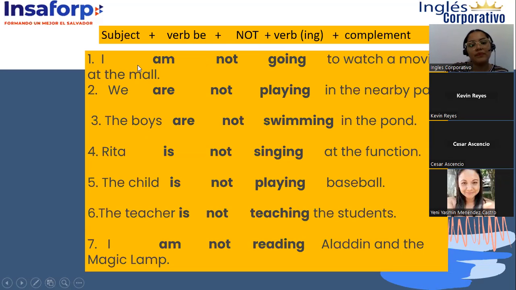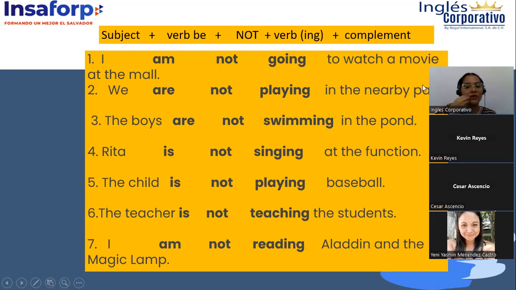So, for example, in the positive form, it would be, I am going to watch a movie at the mall. Okay? But in negative form, we add not. I am not going to watch a movie at the mall. Okay, the second one we have, we are not playing in the nearby park. No estoy jugando en el parque más cercano o en el parque cercano. Okay, we are not. Estamos negando la acción, right?